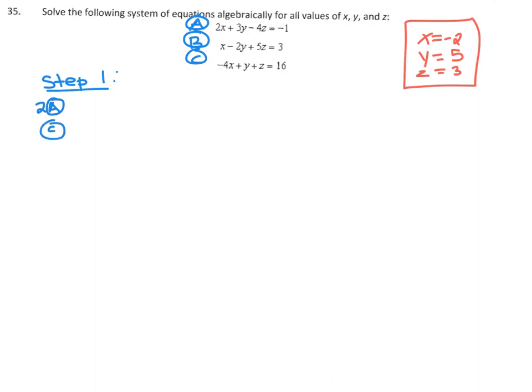Now, if I take equation A and multiply everything by 2, so 2 times 2x is 4x. 2 times 3y is 6y. 2 times -4z is -8z.